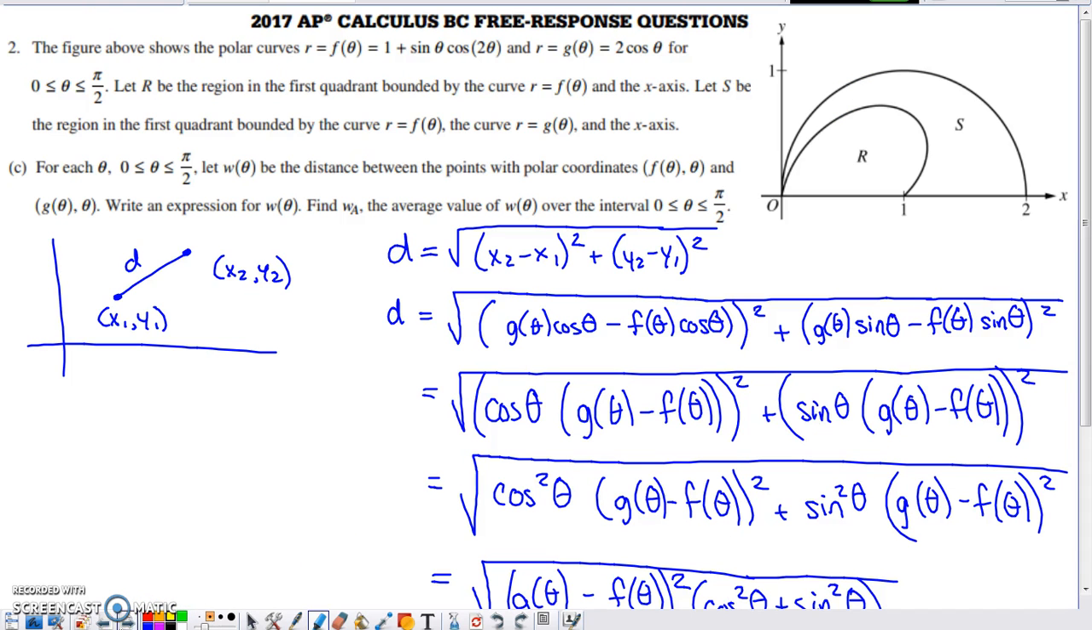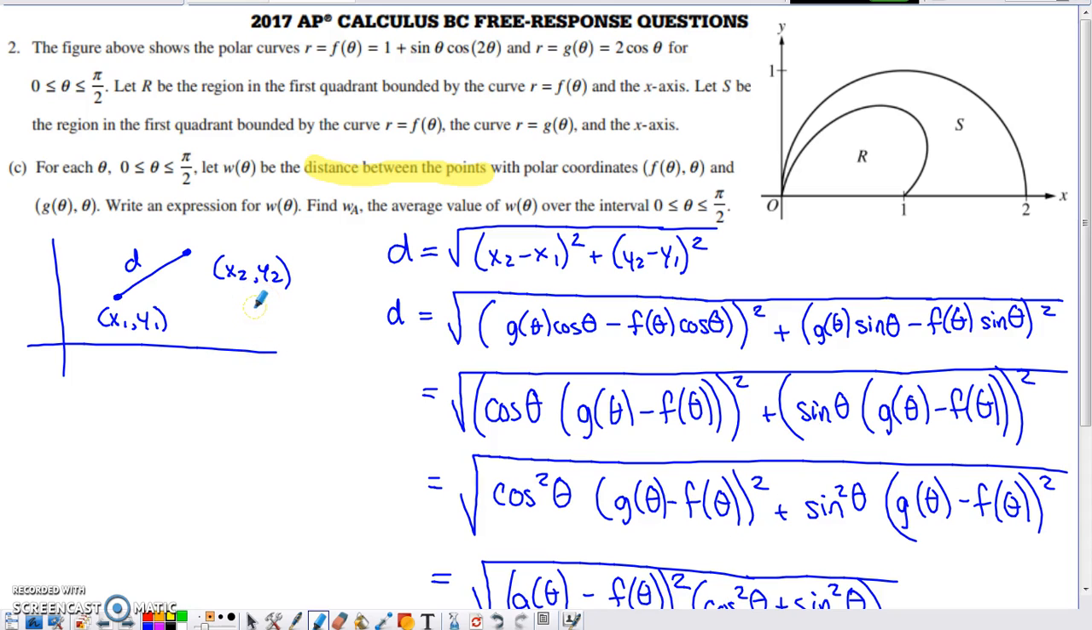In part C, it tells us that w of theta is going to be defined to be the distance between the points with polar coordinates f of theta, theta and g of theta, theta. Write an expression for w of theta, and then it says let w sub A be the average value of w of theta on the interval 0 to pi by 2 and find what that value is. So here's what I did.